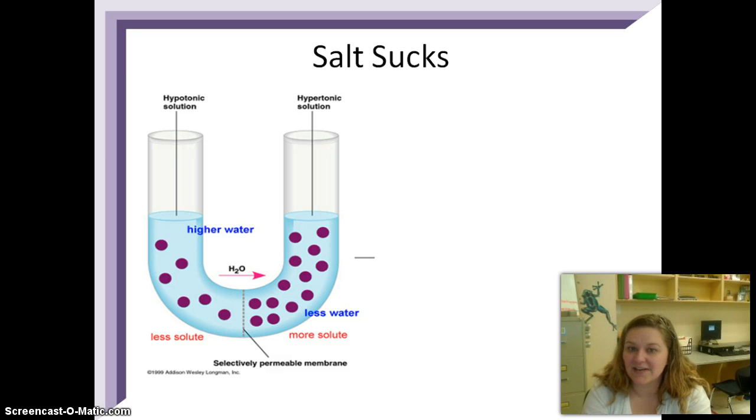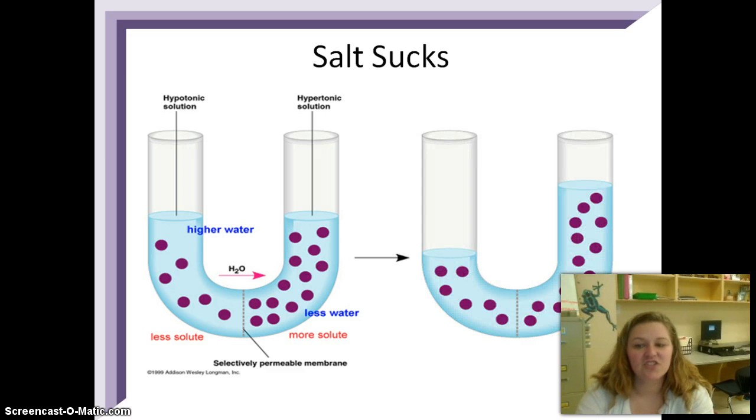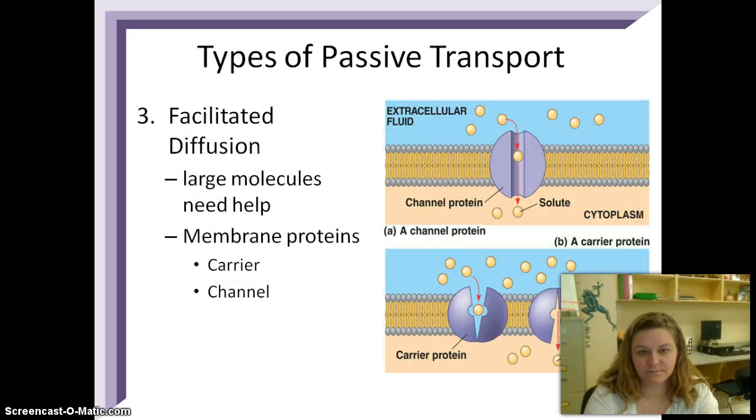What did I just tell you? Water has its own name because it moves a lot. And like I said, salt sucks. So the water is actually going to go into the side that has more solute. So it does that until it reaches an equilibrium. So we may not have the same amount of solution, but the solution is going to have the same amount or the same percentage of solute in it.